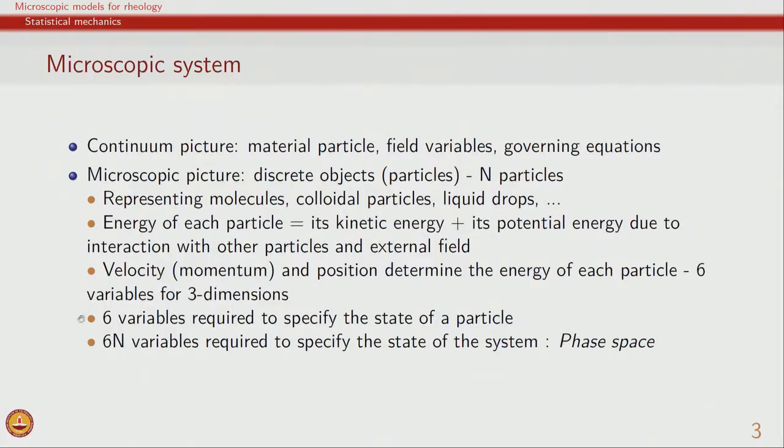So, in general, to describe the n particle system, we need 6 n variables. 6 variables are required to specify the state of one given particle. 6 times capital N variables will be required to specify the state of the system. So, you can see that the number of variables that have to be specified are exceedingly large.